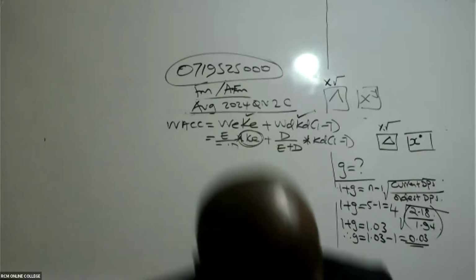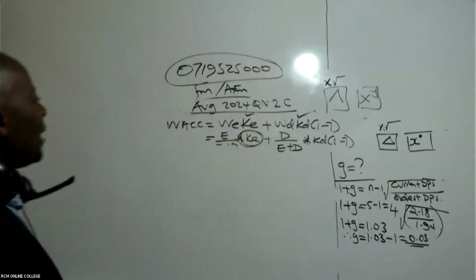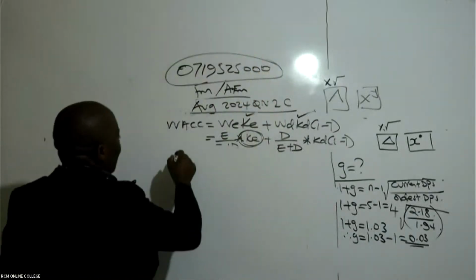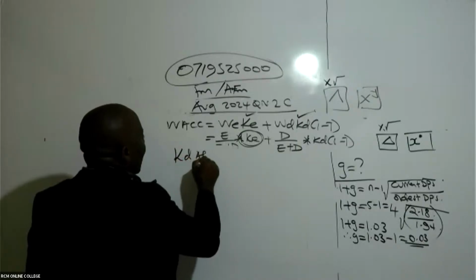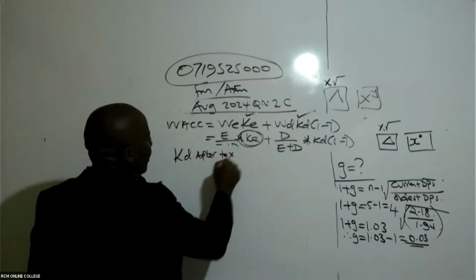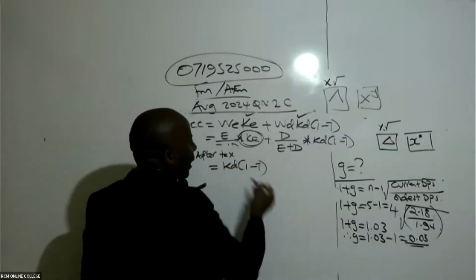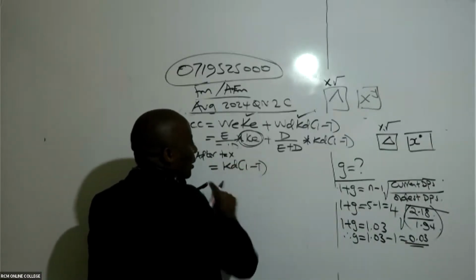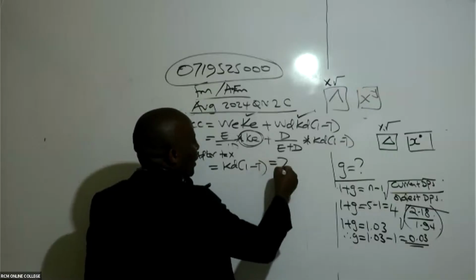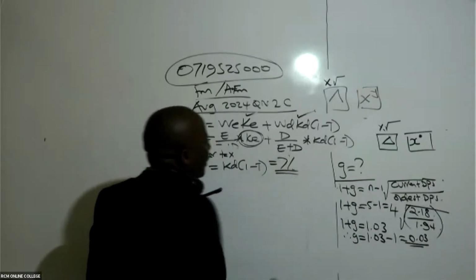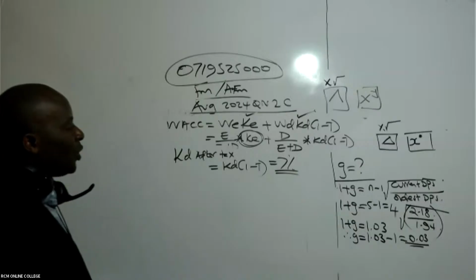So basically, they have given me the KD after tax, which is the same as saying KD times (1 minus tax). Already they have adjusted for tax. They have subtracted that tax, which is 7%. KD after tax is 7%.